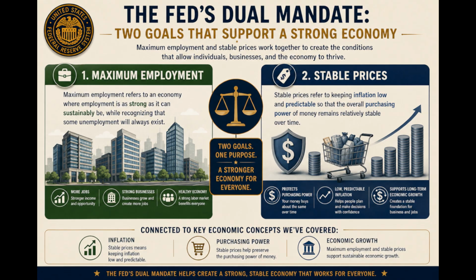Maximum employment refers to an economy where employment is as strong as it can sustainably be, while recognizing that some unemployment will always exist. Stable prices refer to keeping inflation low and predictable so that the overall purchasing power of money remains relatively stable over time. These two goals are closely connected to the earlier concepts we have discussed, including inflation, purchasing power, and economic growth.